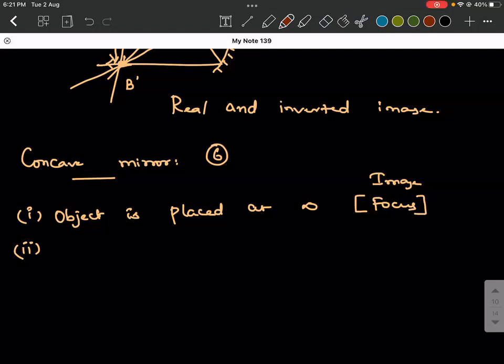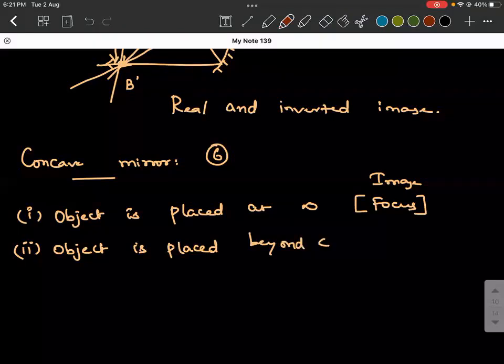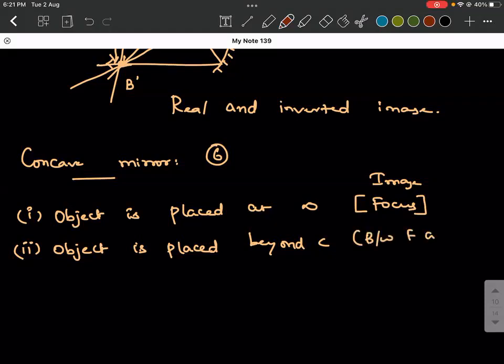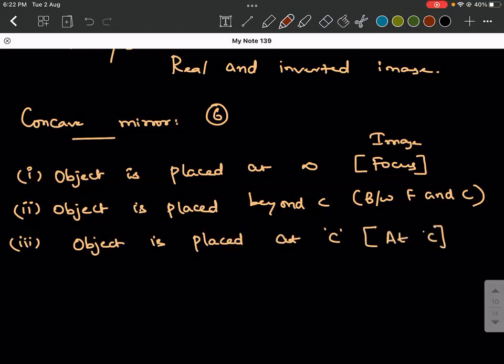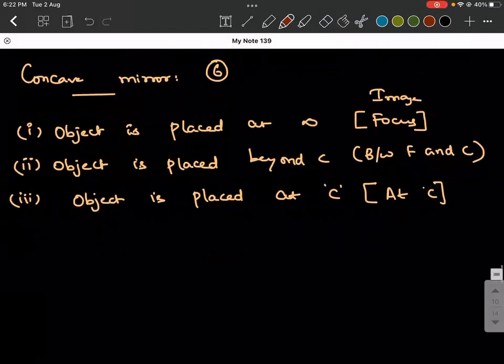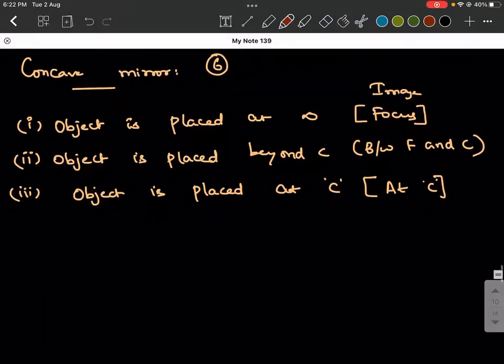Okay. Similarly, when the object is placed beyond C, where is the image formed? Between F and C. Okay. Third, the object is placed at C. Where is the image formed? At C itself. The image is also formed at C itself.